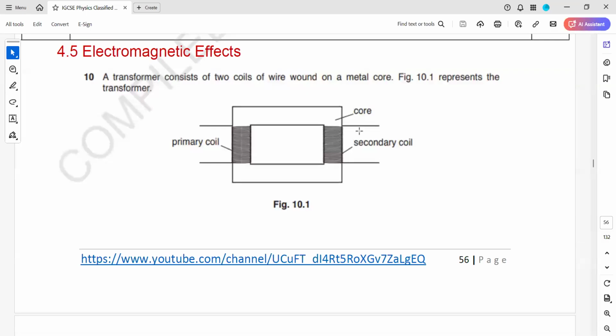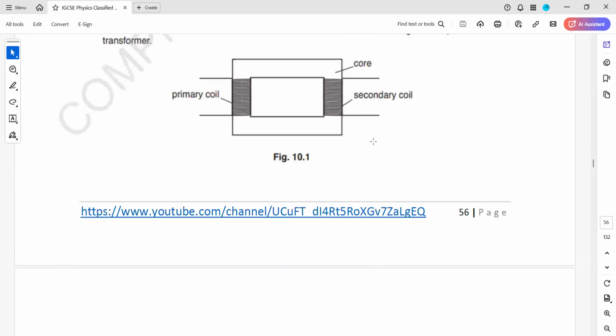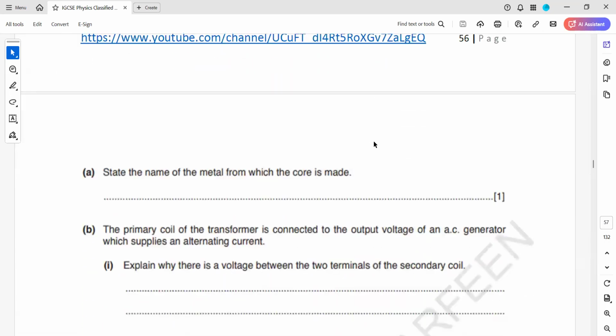Electromagnetic induction, this is a transformer. A transformer consists of two coils of wire, which are wound on a metal core. Figure 10.1 represents the transformer. State the name of a metal from which the core is made. So which material is the core made of? Iron.